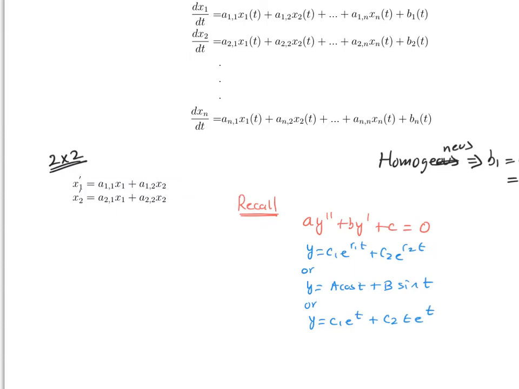Remember that the characteristic equation was a r squared plus b r plus c equals 0. If it has 2 real solutions, this is what you get. If it is 2 complex solutions, this is what you get. And if you have a repeated solution, this is what you get. This is going to be used in a little bit, so it's not exactly the same thing, but it's going to be very similar.